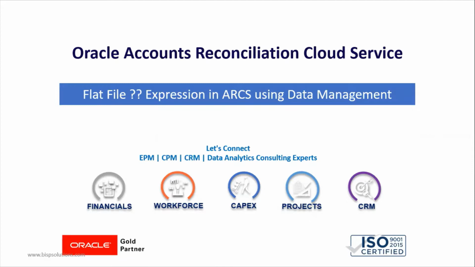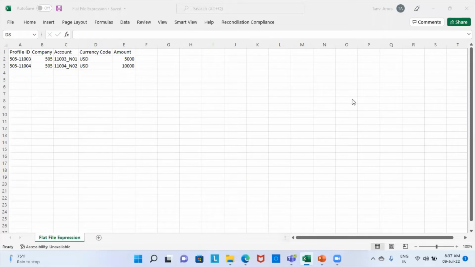So, in today's video, we will see how to use flat file expression into ARCS application. Suppose this is my client data which I have received from my client. We can see that account has these extensions underscore N01 and underscore N02, but similar type of extensions do not exist in my ARCS application. So how to remove this extension, we will see in data management.